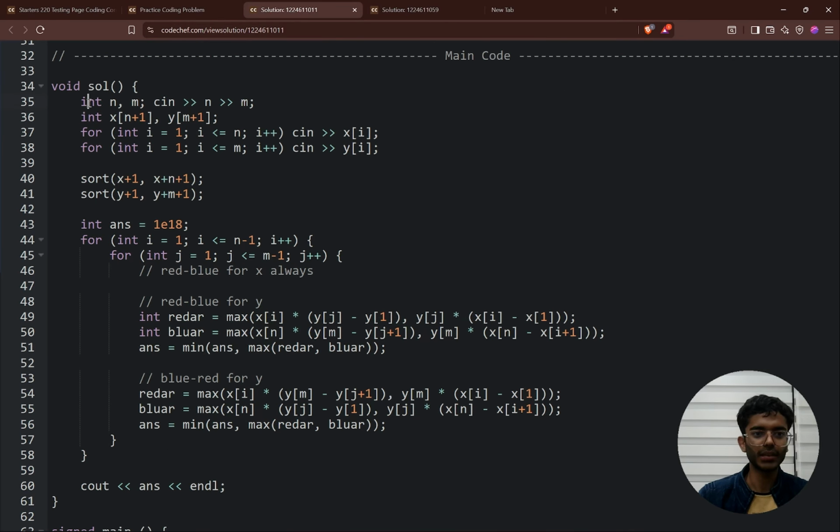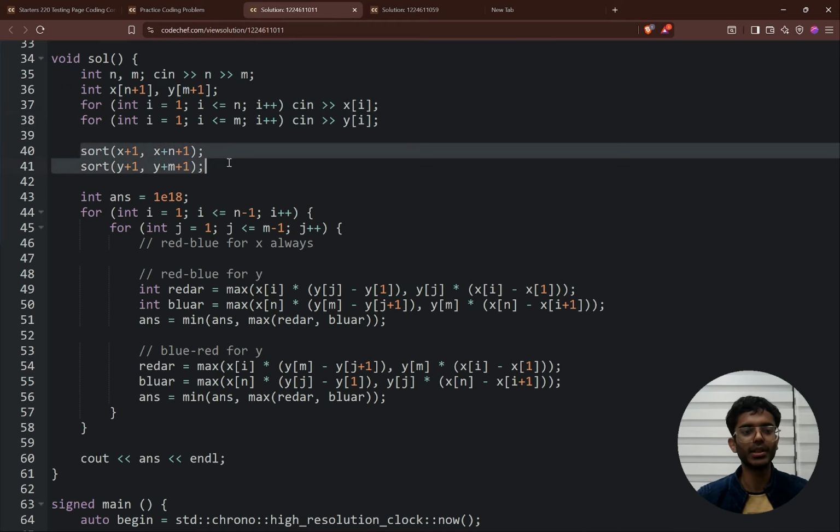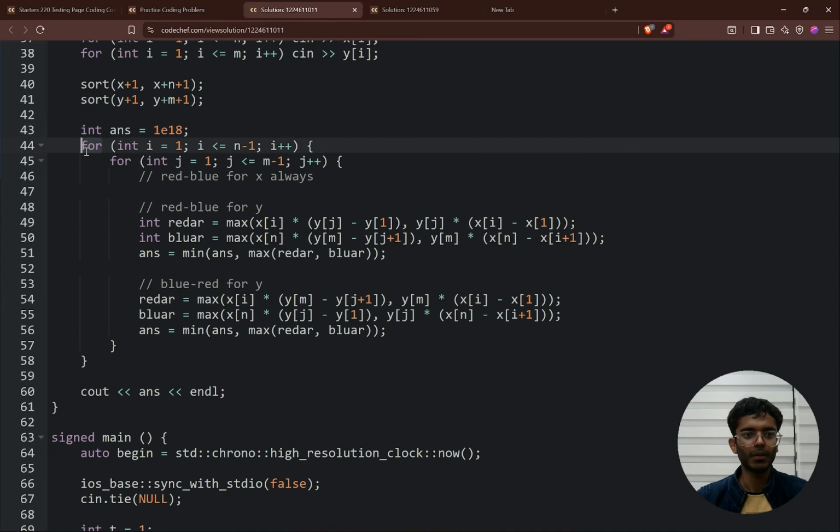So we'll begin by taking the input of n, m, x, and y. We're using one-based indexing here. Now one very important step is we need to sort the x and the y arrays, because otherwise the algorithm will not work. We'll initialize our answer with infinity. We'll run a loop from 1 to n minus 1. Why till n minus 1? Because we'll be doing this j plus 1 here, so it's just fine.